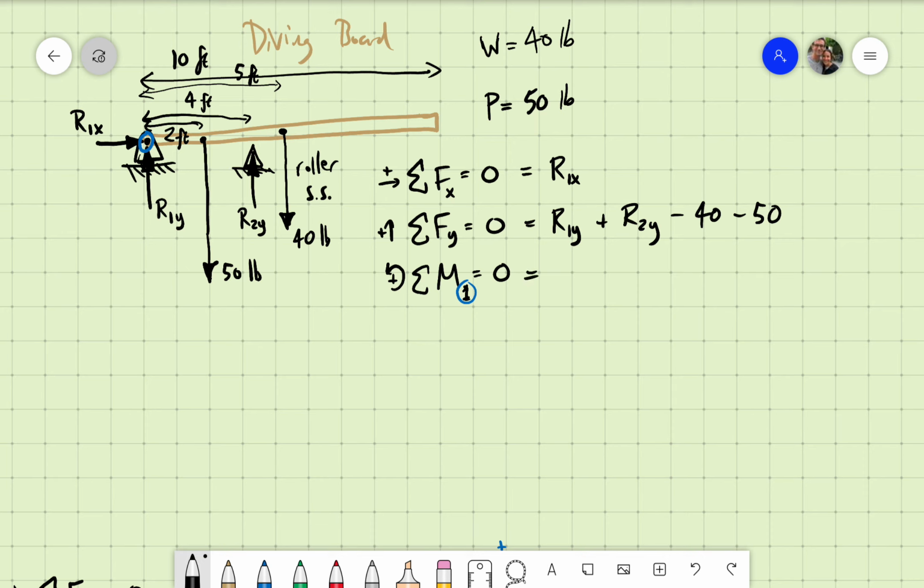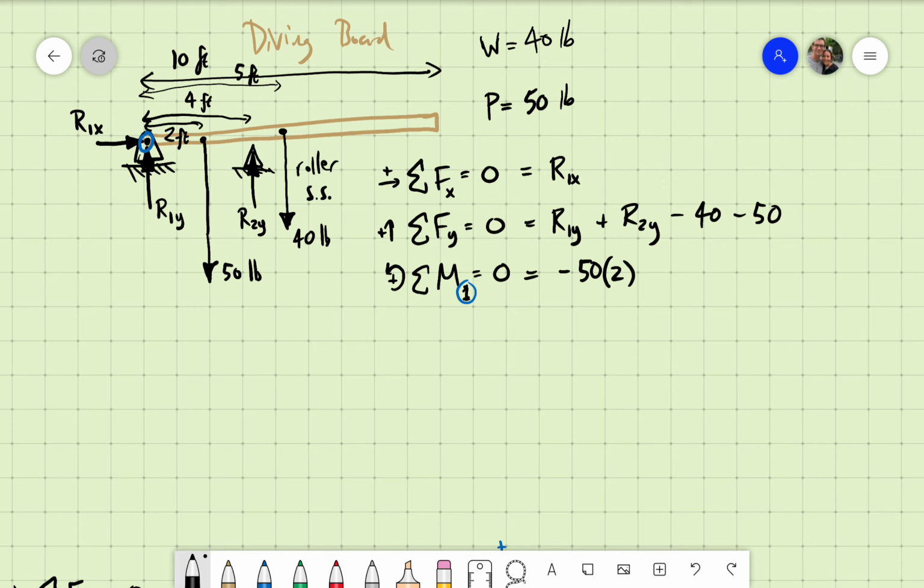Here we go. For the moments, R1y and R1x are not going to cause any moments because they are shooting through the pin itself. So they can't cause a rotation. So we don't need to list those, but we absolutely need to list a negative 50 times 2. It is negative because the 50 pounds is trying to swing around and around in a negative direction around that pin joint.